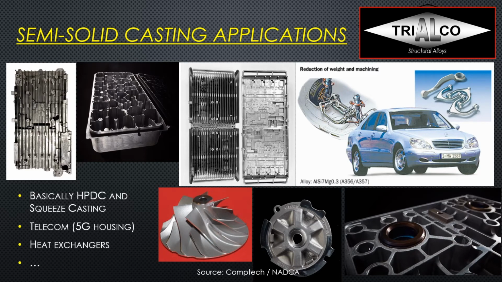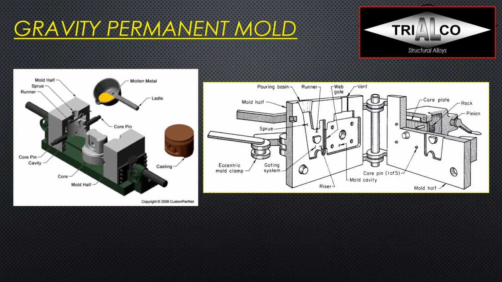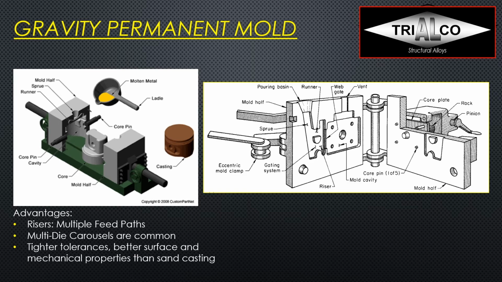So now we get to gravity permanent mold casting, the second most common casting process in North America. There we have a permanent mold, made of steel typically, and then we pour the metal in, and that has to open and close, but it can also have lost sand cores, which is where we would talk about semi-permanent mold casting. The advantages are that you have several risers and feed paths into the cavity.